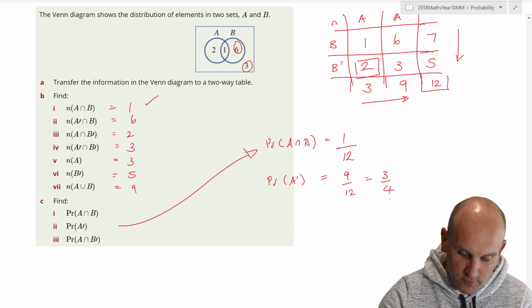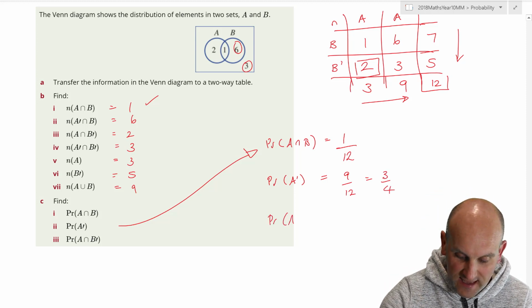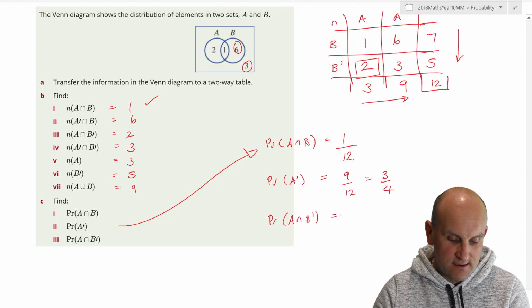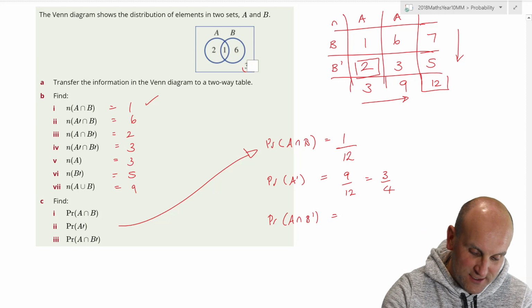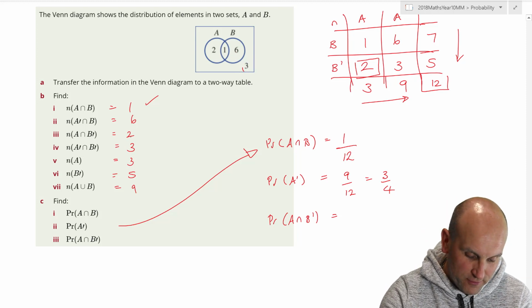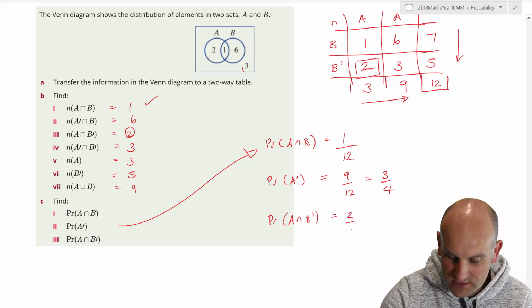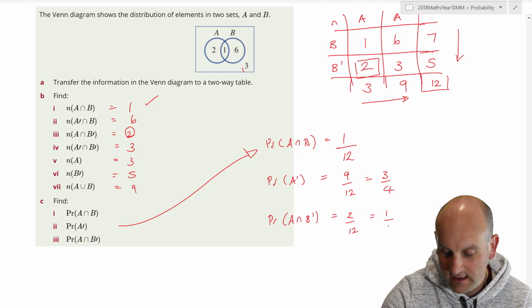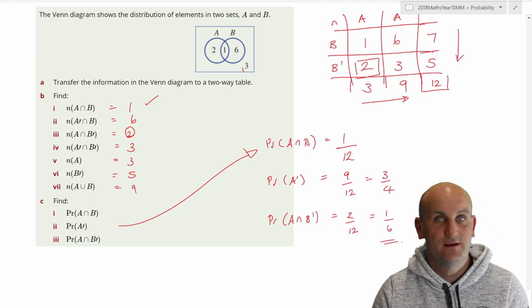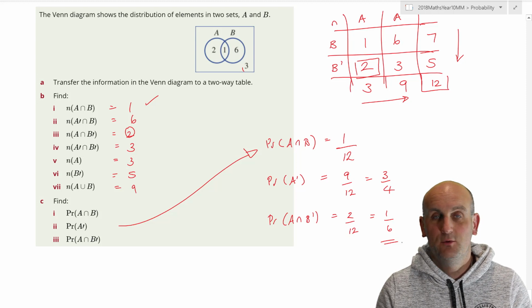And one more to go. The probability of A and not B. Well, we've actually already worked out the number that are in A, not B, which gave me 2 over 12. And I can cancel down to just 1 over 6. This stuff does not get any more complicated.